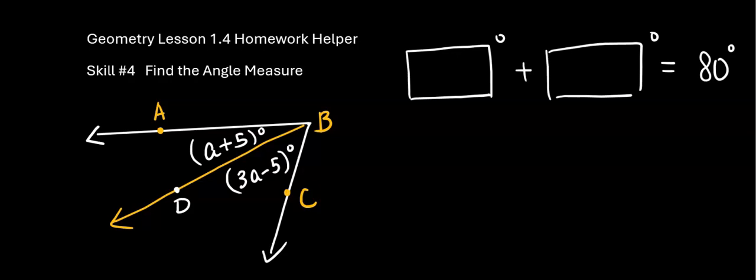Together means add. Add is the angle addition postulate. The first little brother has this much. The second little brother has this much. Okay? Alright, so we're going to add them together.